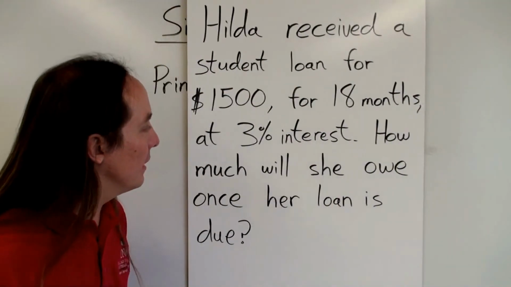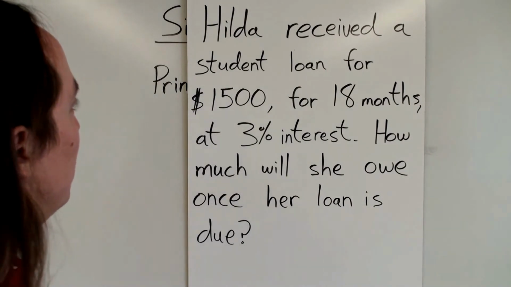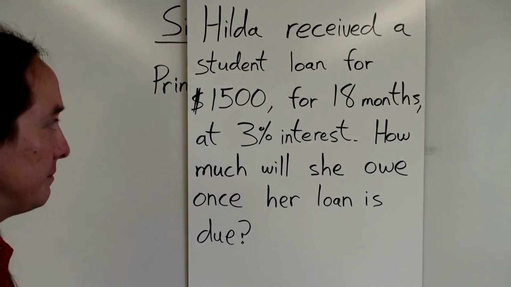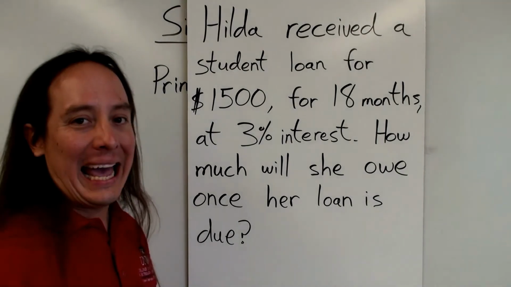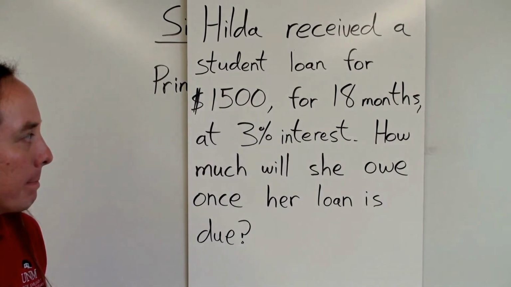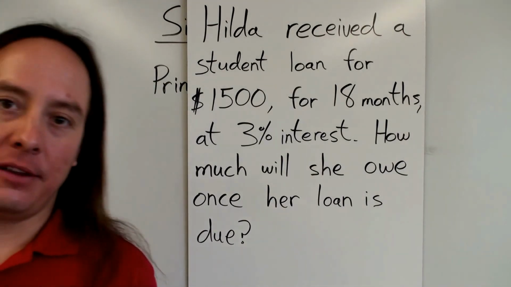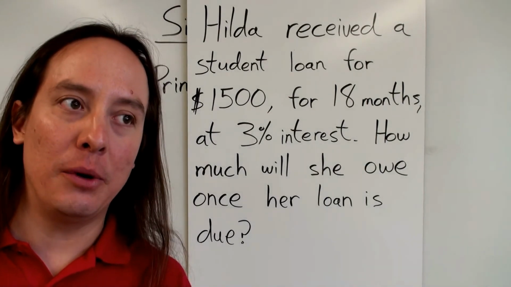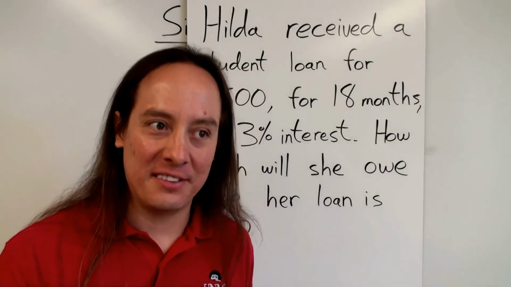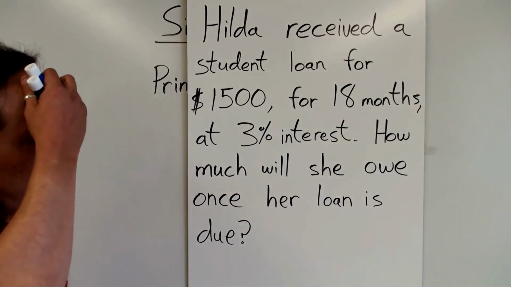Anyway, so I have another one right here. I'll read it. Maybe you want to do it again. Pause video. Do the problem. It says, Ilda received a student loan for $1,500 for 18 months at a 3% interest rate. Okay? How much will she owe once her loan is due? Okay, so this problem is asking for the complete loan amount, totally. You know, the principal plus the interest, okay? So if you want to go ahead and do it, go ahead and do it. Pause video, try it, see what you get.